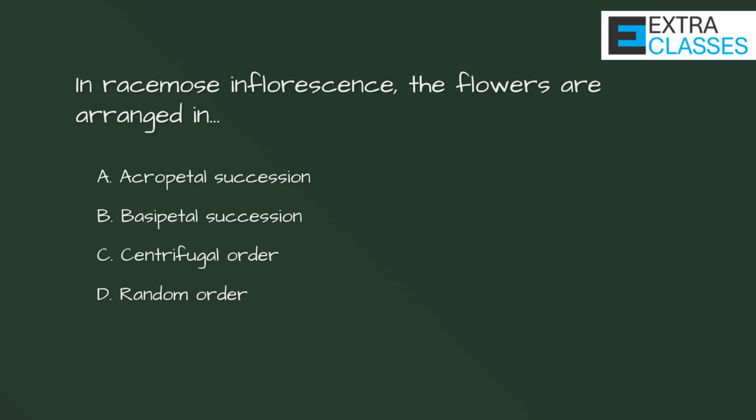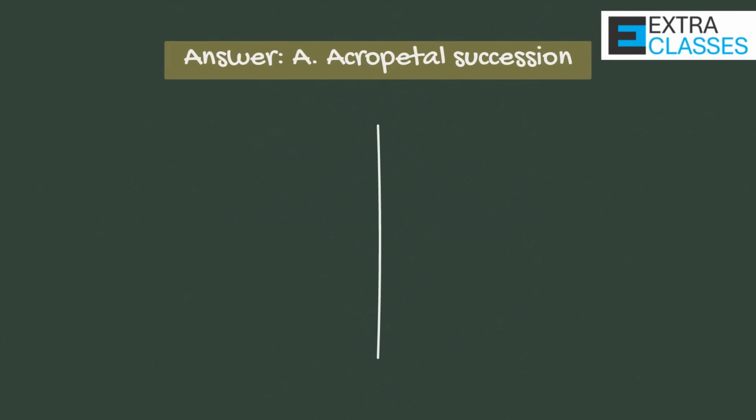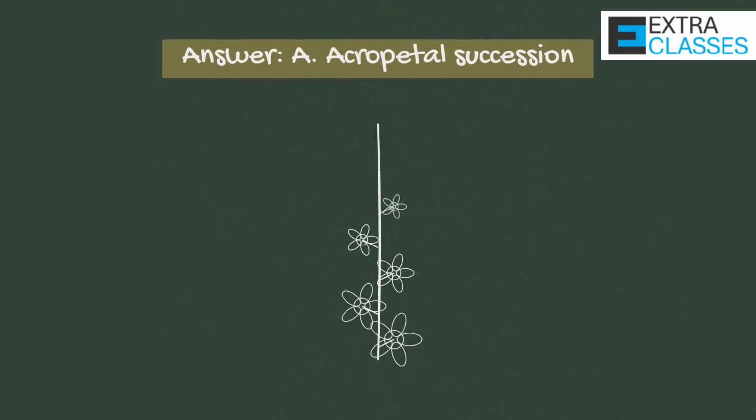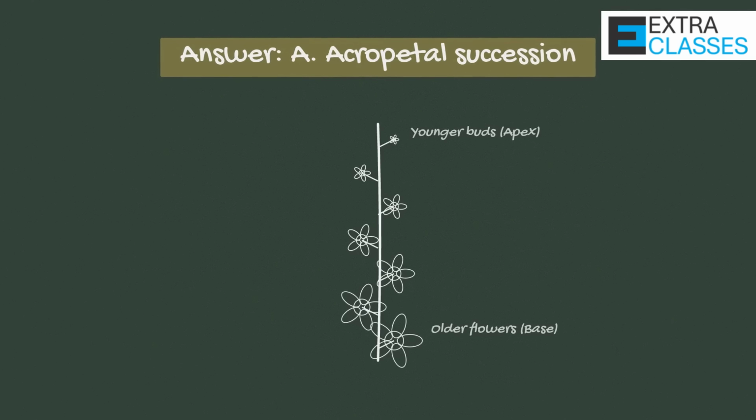In racemose inflorescence, the flowers are arranged in: A. Acropetal succession, B. Basipetal succession, C. Centrifugal order, D. Random order. Correct answer is A, Acropetal succession. Conceptually, older flowers at the base, younger towards the apex.